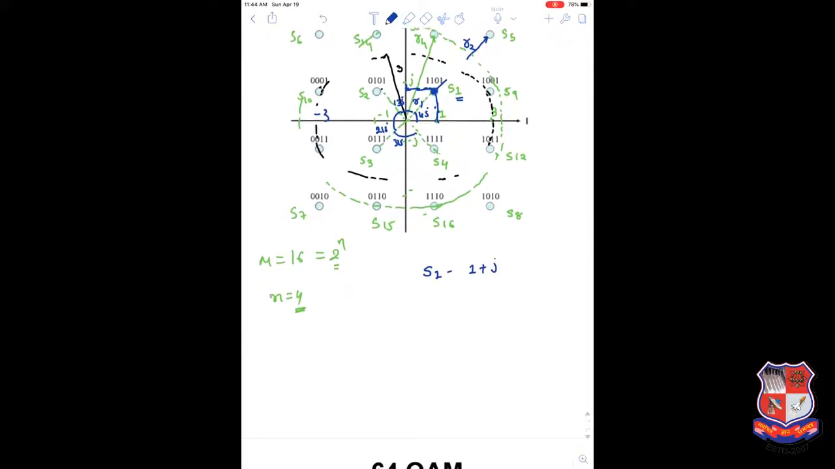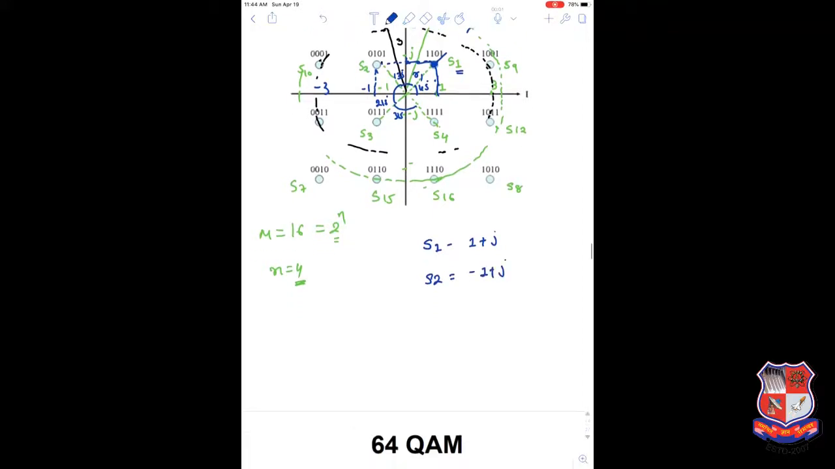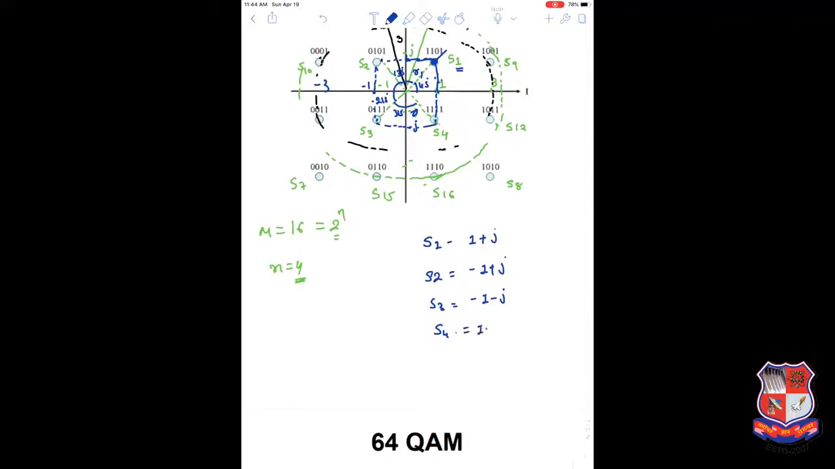Now if you see the S2 symbol, it is basically represented as -1 here, and here it would be J. So S2 symbol can be represented as -1 plus J. Then we have the S3 symbol. S3 symbol is -1, and that would be -J. So S3 symbol can be represented as -1 minus J. And if we say S4 symbol here, it is 1 and -J. So that would be represented as 1 minus J.